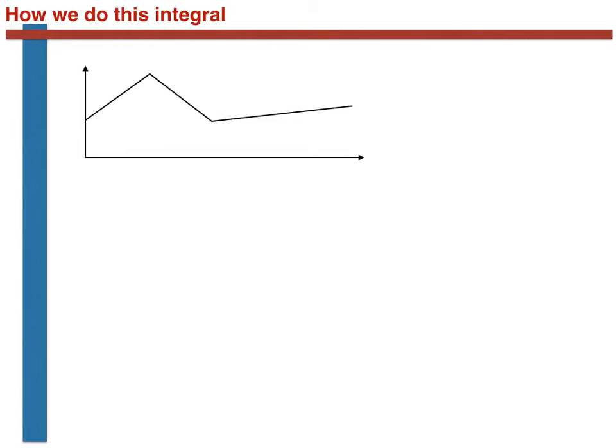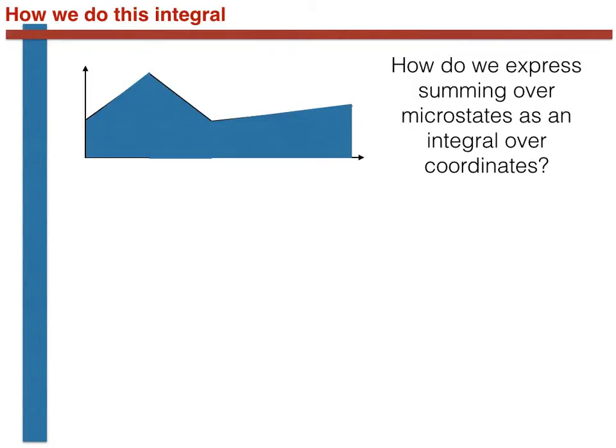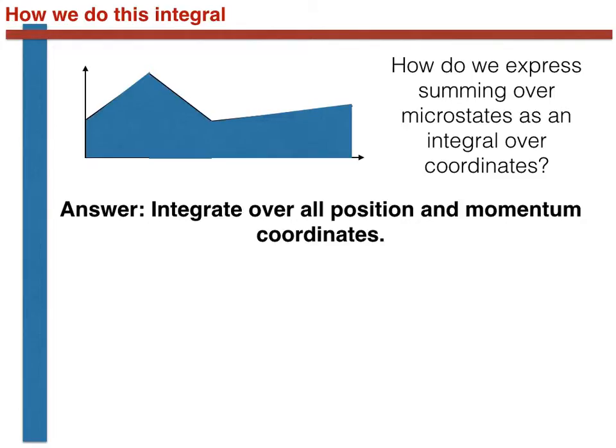Now, if you remember, a single integral is the area under a curve, as shown here. Thus, when we take an integral of a function of two or more coordinates, we must always explain what line we are travelling along. How then do we express this process of summing over all microstates as an integral over coordinates? The answer to this question comes when we remember how surface integrals are performed by performing multiple integrals. To calculate the partition function, we simply integrate over all the coordinates as shown here.